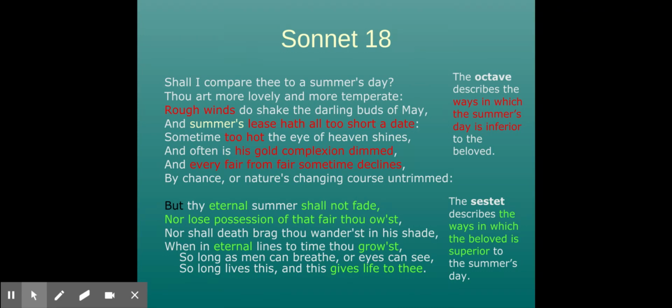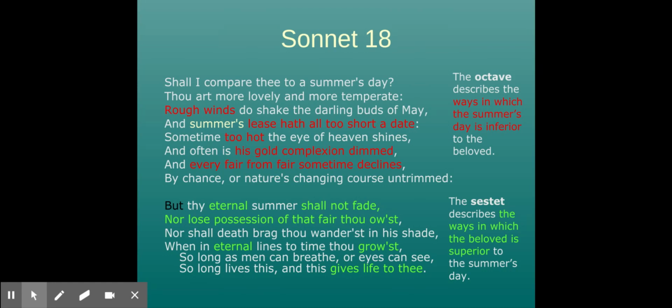Every fair from fair sometimes declines. So even the most beautiful things decline sometimes. They're not as beautiful as they could be because of chance or nature's changing. So the weather can change. And so, things that could be really beautiful one day, the next day, because of the weather, could look totally different. So the octave is kind of setting up this idea in which summer is inferior to her.